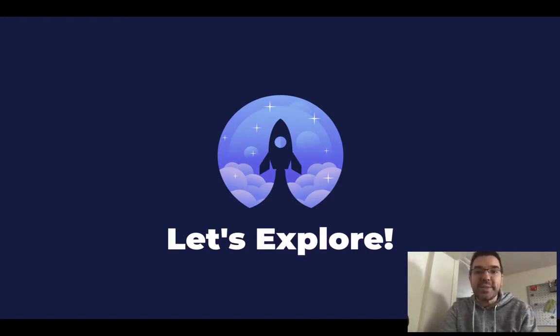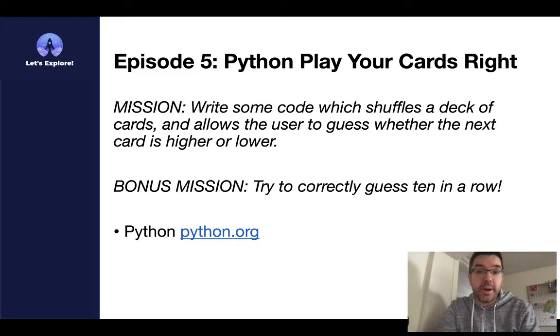Hi everyone and welcome back to another episode of Let's Explore, where today I'm going to be looking at Python once again. This is kind of a continuation from episode 1 where we did some random number generation to select some lottery numbers. This time I'm going to be doing a game based on a deck of cards. This is going to be called Python Play Your Cards Right.